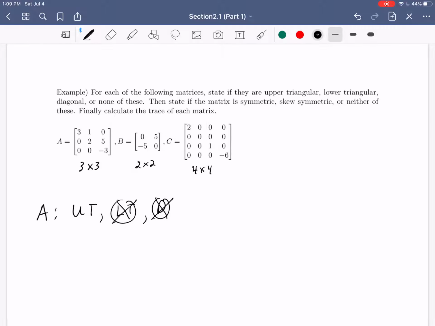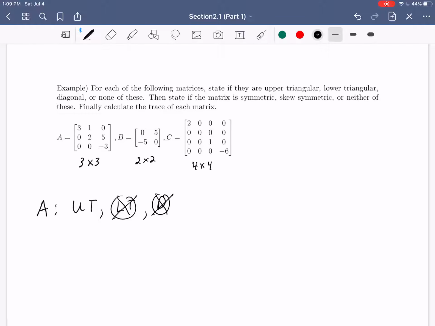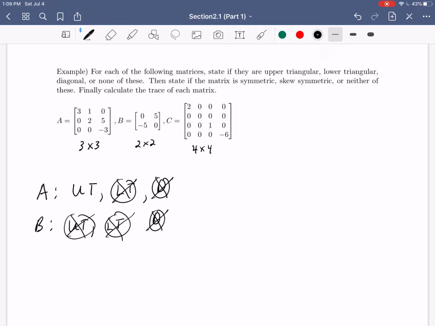Let's do the same for B, then we'll come back to talking about symmetric and skew symmetric, so we'll just focus on the same thing. For B here, again, it's not going to be considered diagonal because we've got non-zero values off the diagonal. It can't be lower or upper triangular because we have a non-zero value here and we have a non-zero value there. So this one is none of these, so it has none of those classifications.